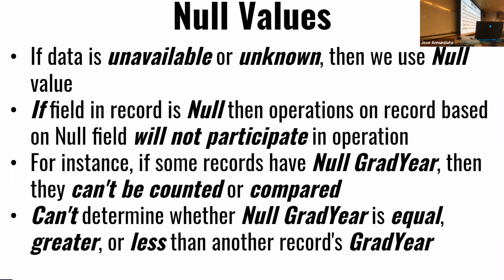Oftentimes you do a real query, and then all of a sudden you see there's 300 records, and you were expecting 3,000. So what happened to my other 2,700 records? Where are they? It's probably because the particular field that you used in your query was null, and it's not participating in your query. So null means I don't know the value. It's as if somebody left a question unanswered. I don't know what the answer is. I don't have an answer for it.